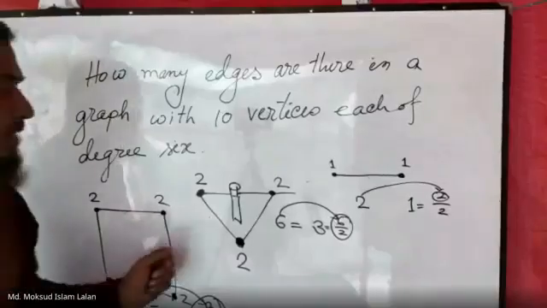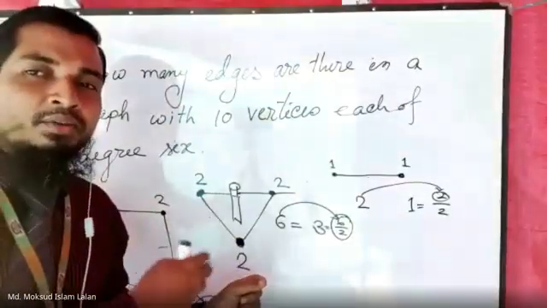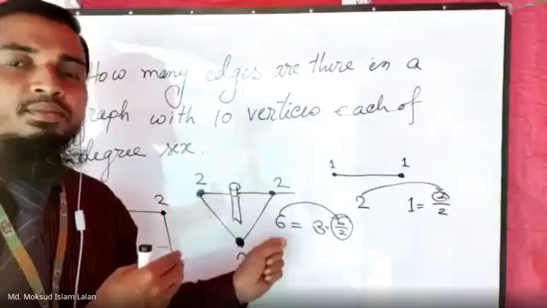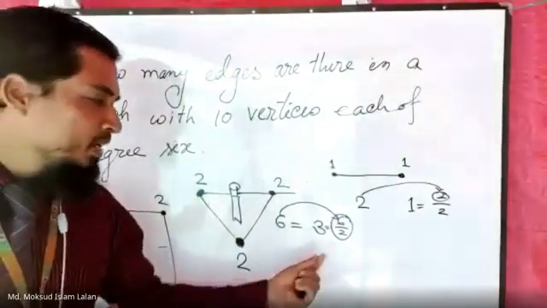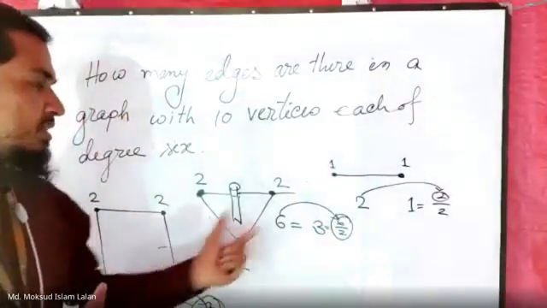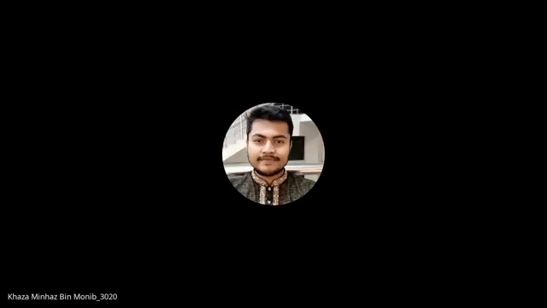Yes, sir. Okay. So actually what is the rule? Can you derive something on the basis of this? How can you conclude, dear student, on the basis of these 3 things? How can you conclude? Vertex divided by 2.